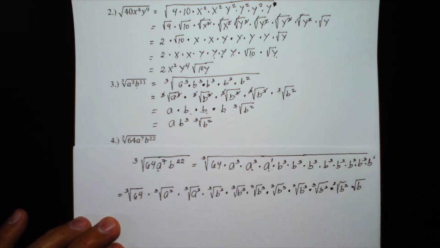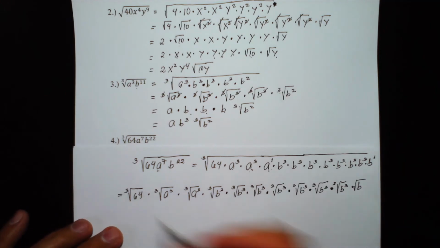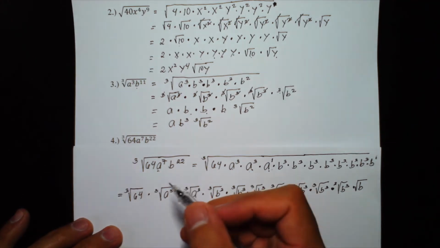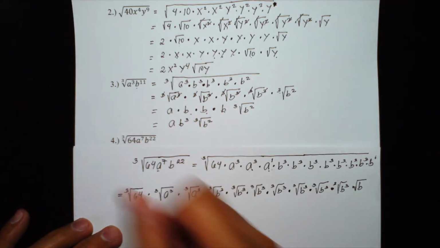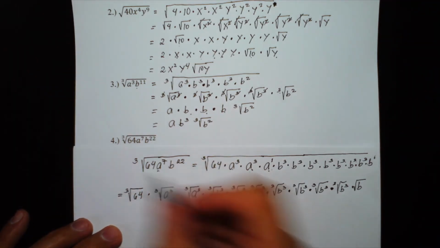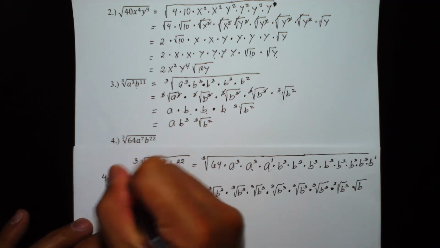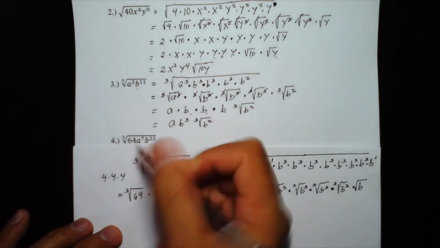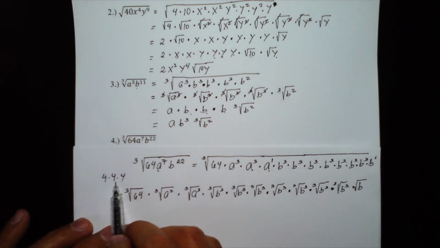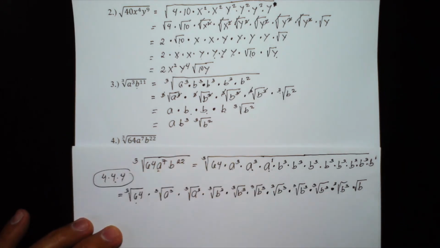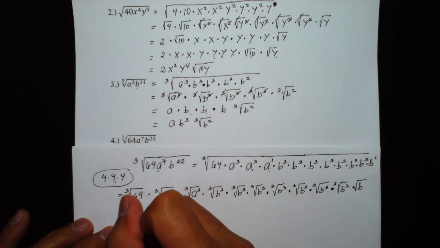Okay, so we need to cancel this one. Since 64 is a perfect cube, how do we know that it's a perfect cube? Let's have this one. So 64, that will be 4 times 4 times 4. If we multiply 4 times 4, that will be 16 times 4, that will be 64. So therefore, that will be what?